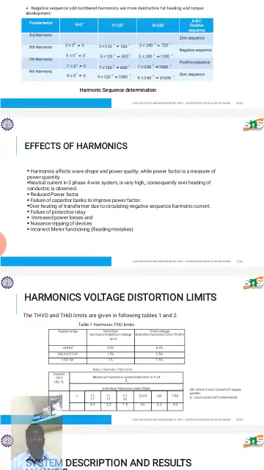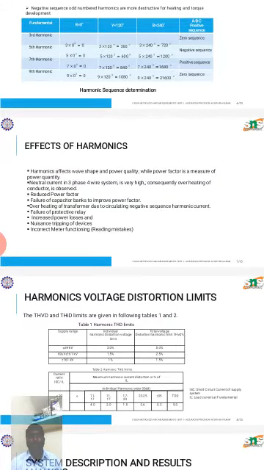Next one, 69 to 161 kilovolt, the individual harmonic distortion voltage limit is 1.5% and total voltage is 2.5%. And for 161 kilovolt and above supply range, the harmonic distortion voltage is 1% and the total voltage distortion harmonic limit is 1.5%. Load current distortion limit is as per standards.